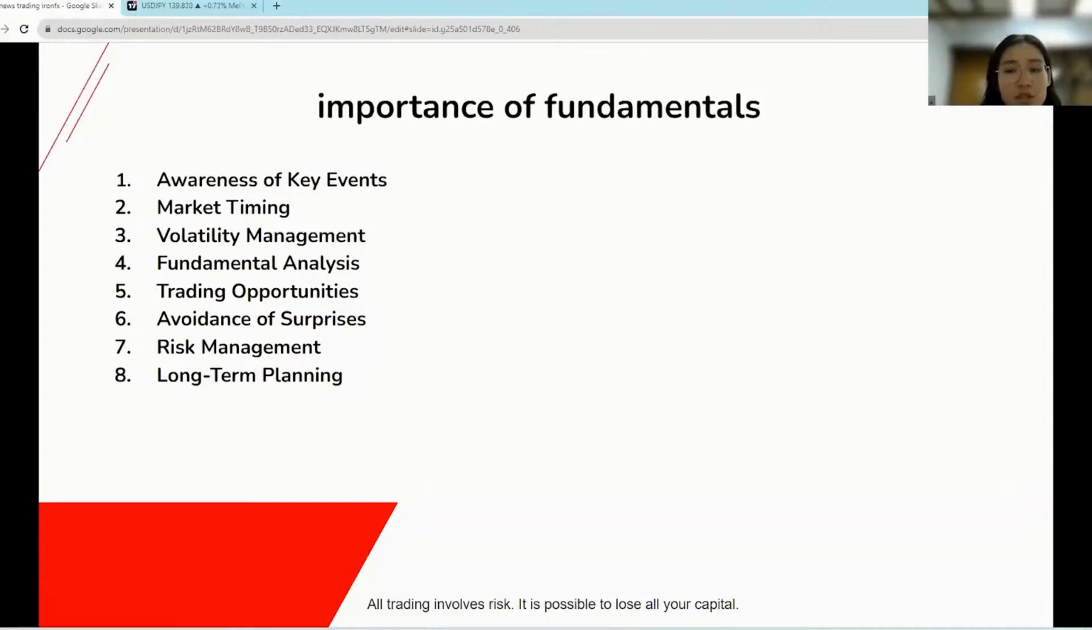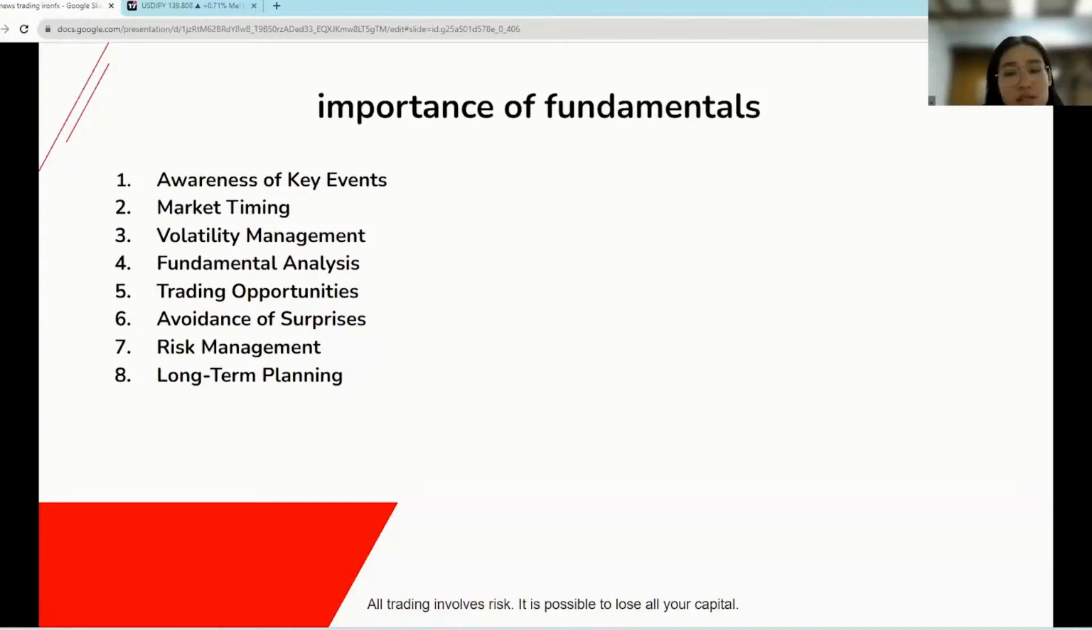Next, volatility management. So this is pretty straightforward, but economic events often cause increased volatility in the markets. So by using an economic calendar or taking note of the news events, you can then anticipate periods of heightened volatility and adjust your risk management strategies accordingly. So for example, you may decide to tighten your stop loss levels or reduce position sizes during volatile events to manage your potential risks.